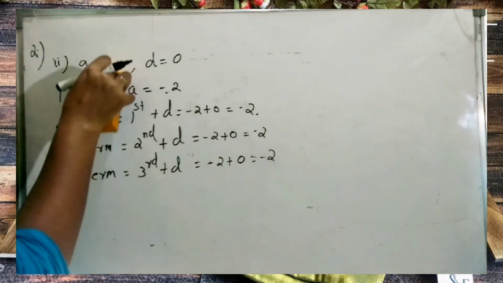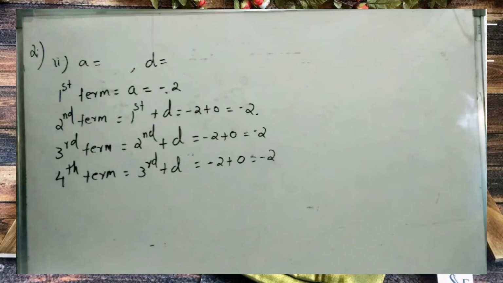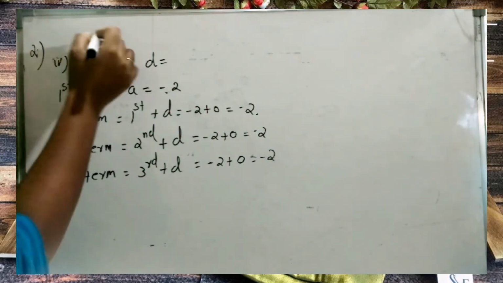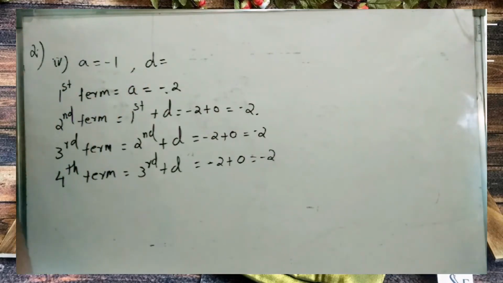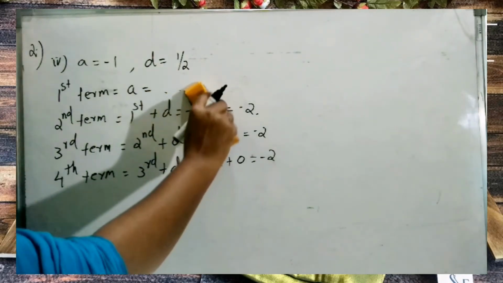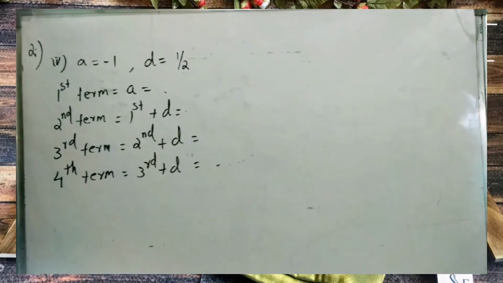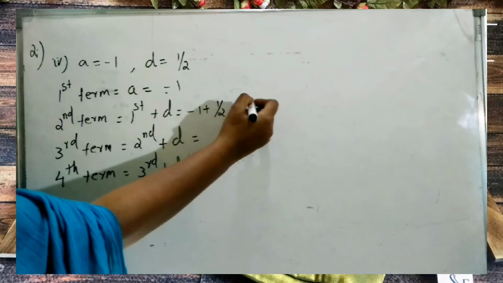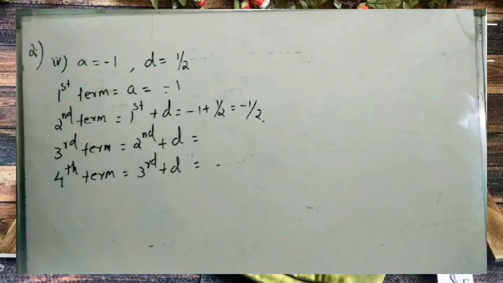Fourth one. A is equal to minus 1, D equal to 1/2. So the first term, that is A, is equal to minus 1. The second term is first term plus D, that is minus 1 plus 1/2, which is equal to minus 1/2.